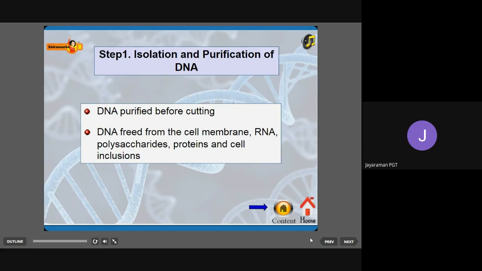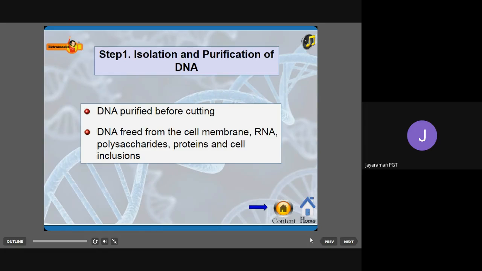Different enzymes are added to digest the other parts, the cell membrane and all the cell organelles, leaving only DNA. We should not put DNase, because DNase is the enzyme which digests the DNA. You can put RNase, and the RNA can be digested. You put protease, and protein like histone can be digested. You put lipase, and the cell membrane will be digested.